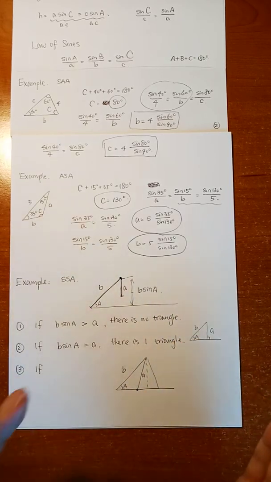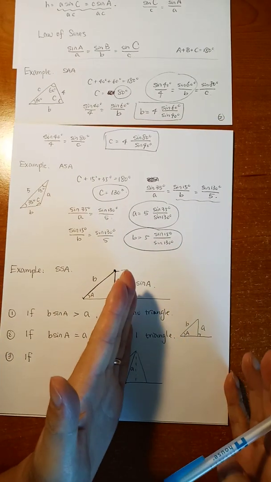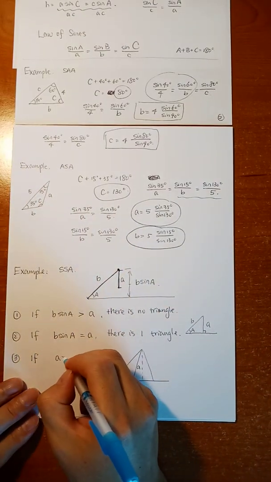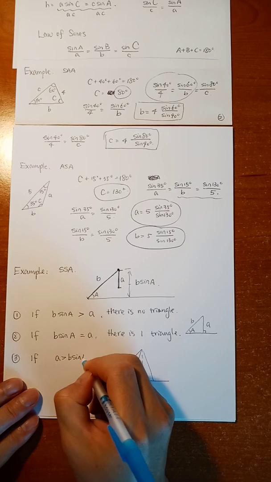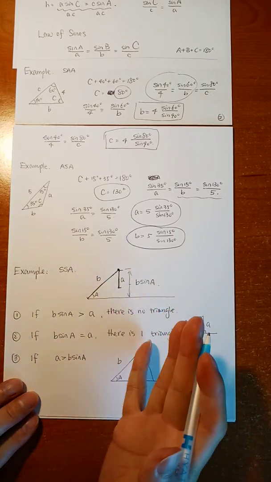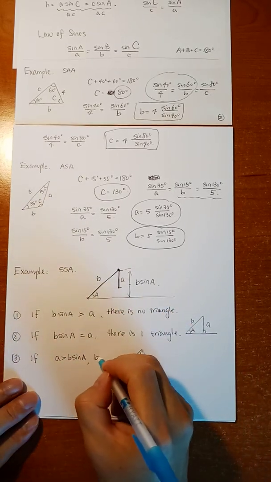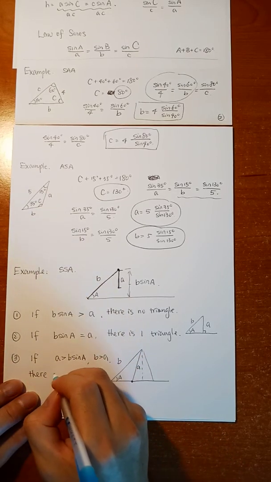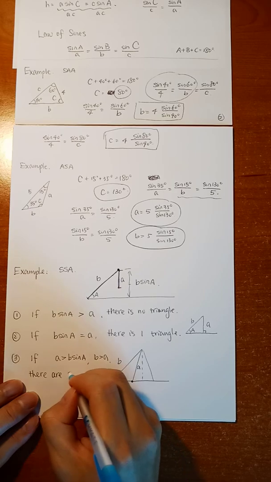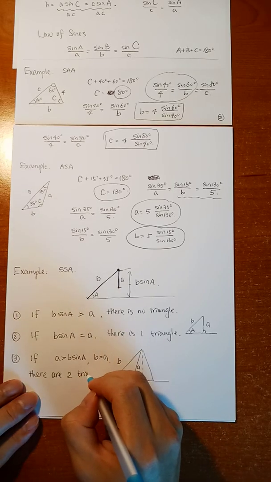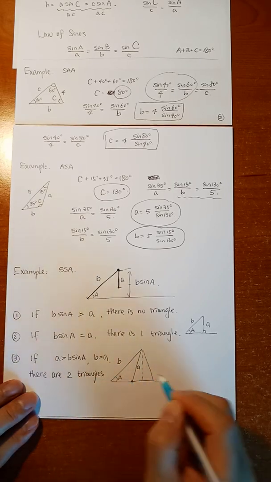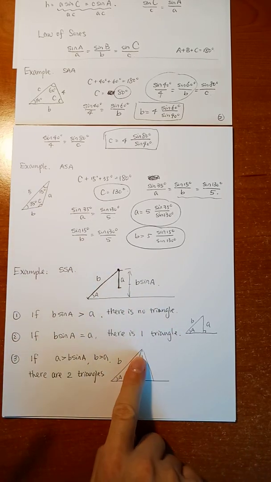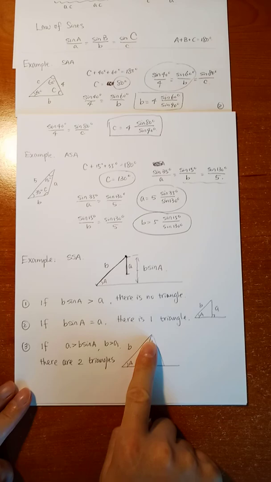then you can place the A either to the left side or to the right side. So if A is longer than B sine A, of course A should be less than B, then there are two triangles. There are two triangles. You can either place it this way, get one triangle, or you place this bigger one and get the second triangle.